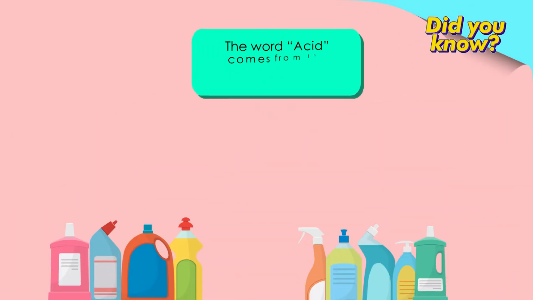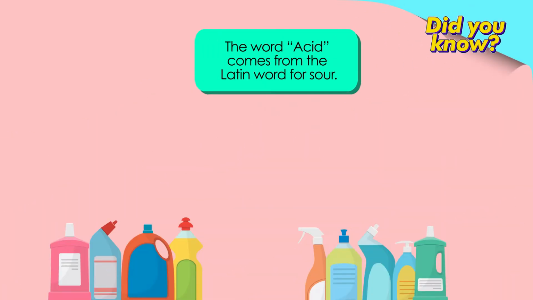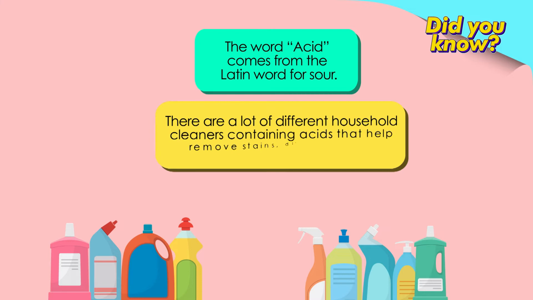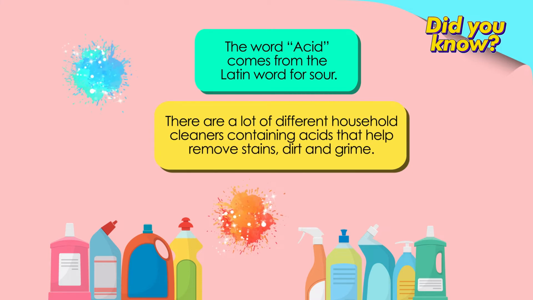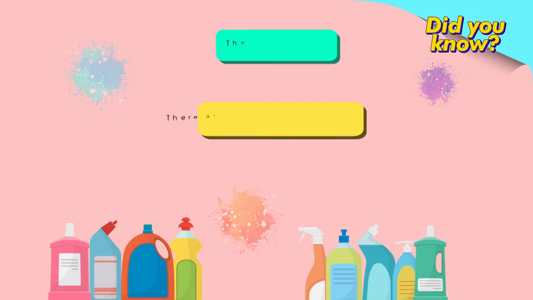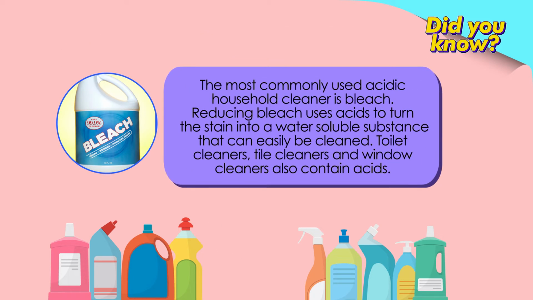The word acid comes from the Latin word for sour. There are a lot of different household cleaners containing acids. The most commonly used acidic household cleaner is bleach. Reducing bleach uses acids to turn the stain into a water-soluble substance that can easily be cleaned. Toilet cleaners, tile cleaners, and window cleaners also contain acids.